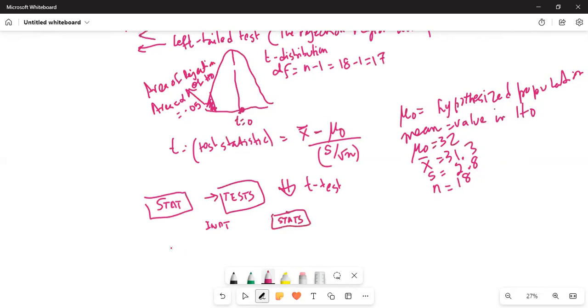Okay, first line. Then mu sub 0 is the hypothesized population mean, which in this case is 32. So type in 32 for mu0. Okay. Then x-bar is the sample mean, which is 31.3.